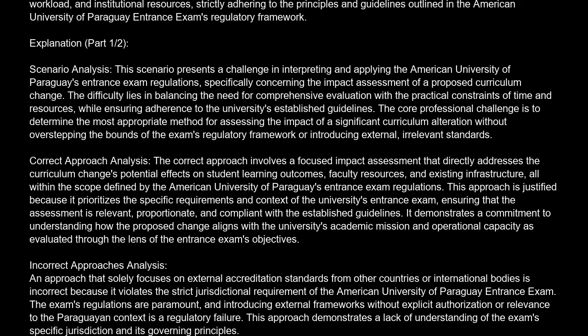An approach that prioritizes a broad, theoretical impact assessment without any specific connection to the American University of Paraguay's entrance exam regulations is also incorrect.